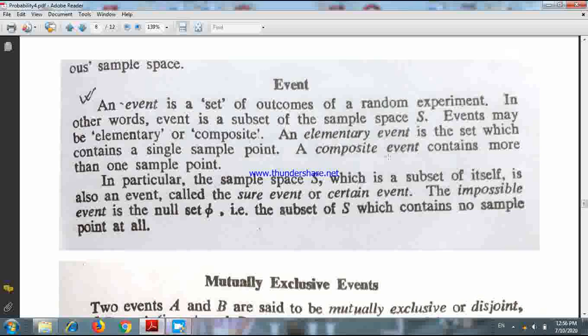And you see, as per the definition, an event is a subset of the sample space S. Now, S, the sample space, is itself a subset of S, and this sample space is known as the sure event or certain event. And the null set phi is also a subset of the sample space S, and this is known as an impossible event.